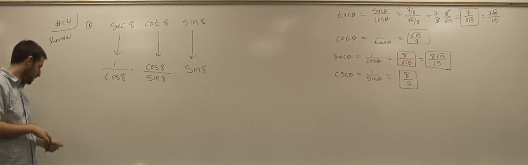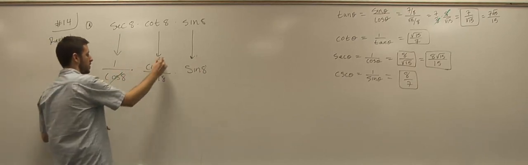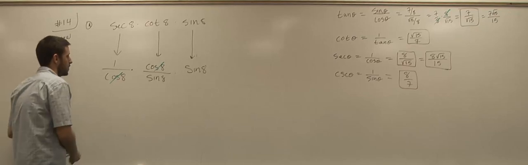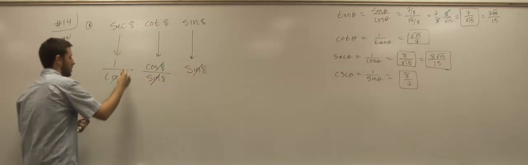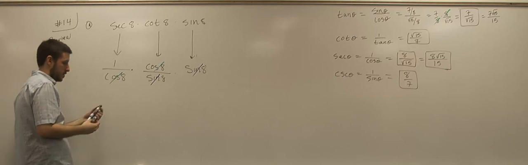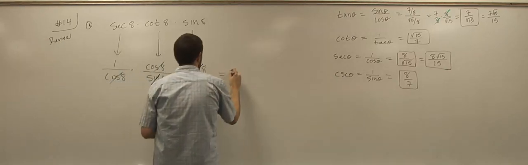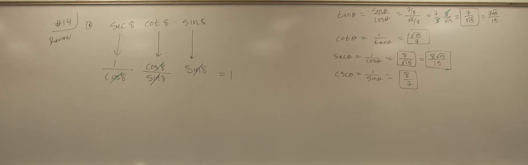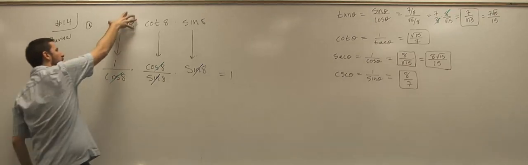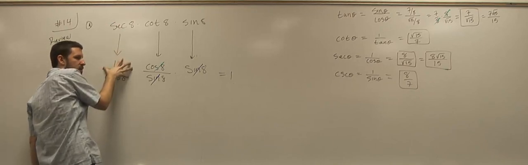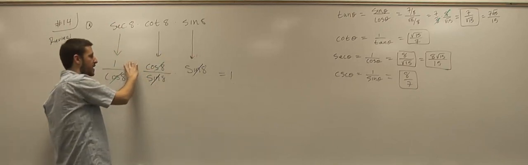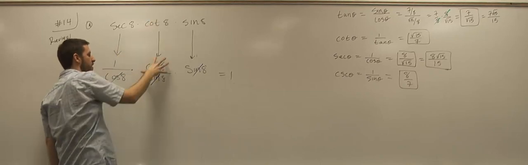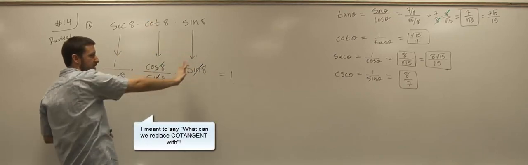So you see what happens when you multiply all these? What I did is I went back in my head, I looked at my identities, right here. Actually, I only use these two. And I said, okay, what can I replace secant with to somehow simplify this? 1 over cosine. What can I replace cotangent with? Cosine over sine. Don't replace sine, then things cancel.